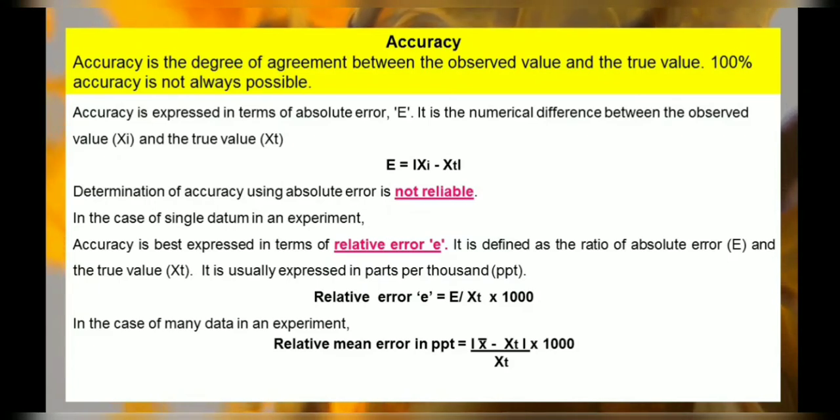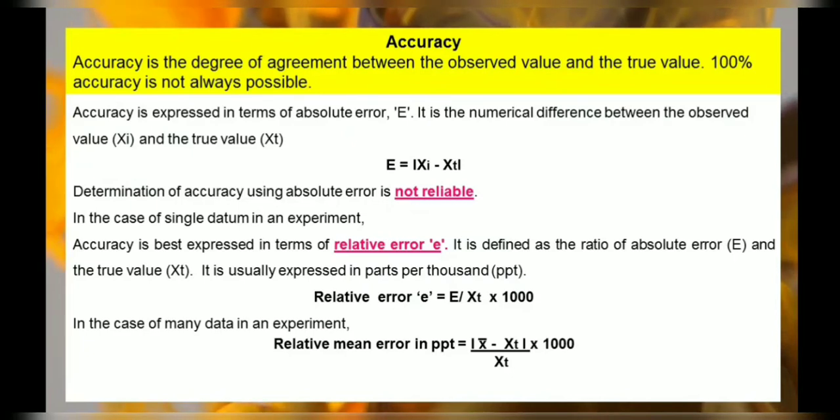So, in the case of a single datum in an experiment, accuracy is best expressed in terms of relative error, small e. It is defined as the ratio of absolute error and the true value and expressed in ppt. Relative error small e is equal to capital E by xt into 1000. Whereas in the case of many data in an experiment, relative mean error in ppt is equal to (x bar minus xt) divided by xt into 1000.